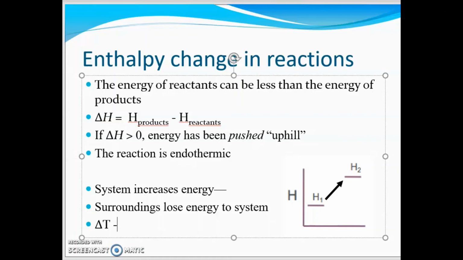So I hope you're noticing something here that's really very important. The sign of delta H and delta T are inversely related. If delta H is positive, delta T is negative. And if delta T is positive, delta H is negative.